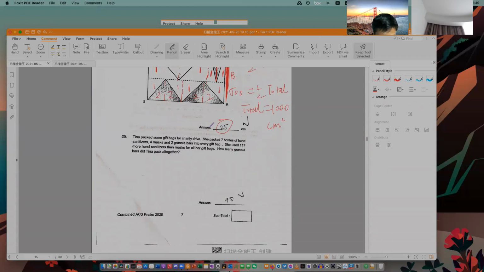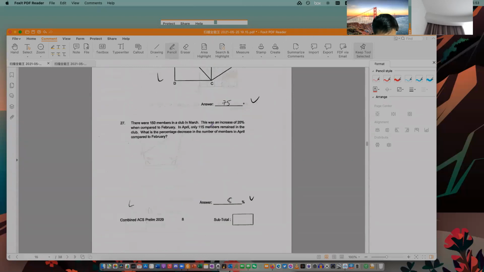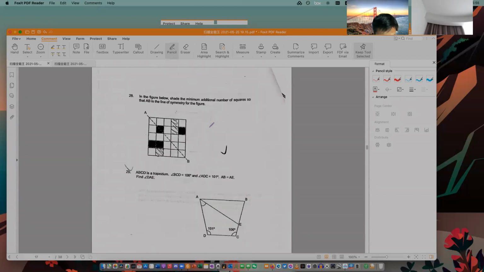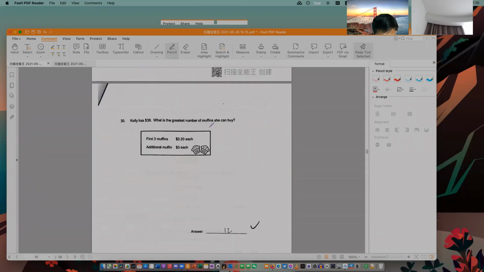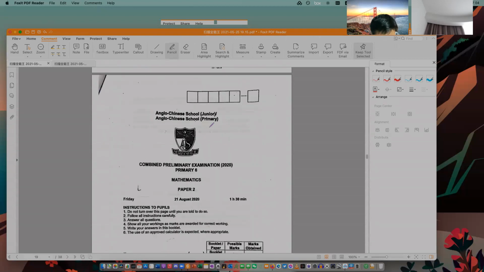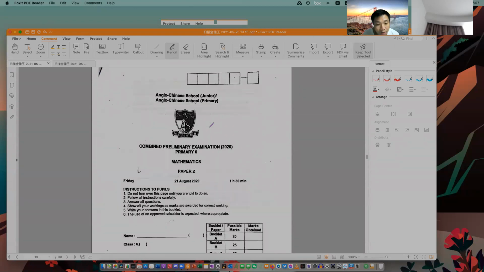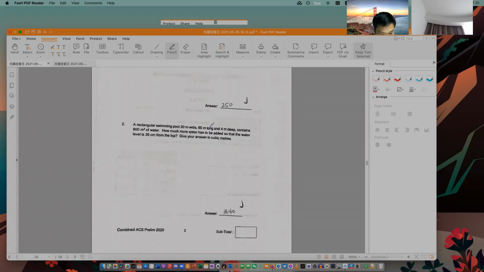25 is good. 26 is good as well. 27 is good. 28 is good. Good. 30. End of paper 1. It looks like you have done pretty well for paper 1, except you have made some unnecessary mistakes at the beginning of the paper, especially the MCQ questions. Okay, let's move on.